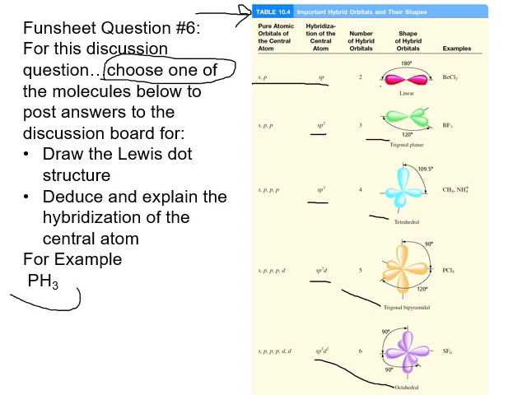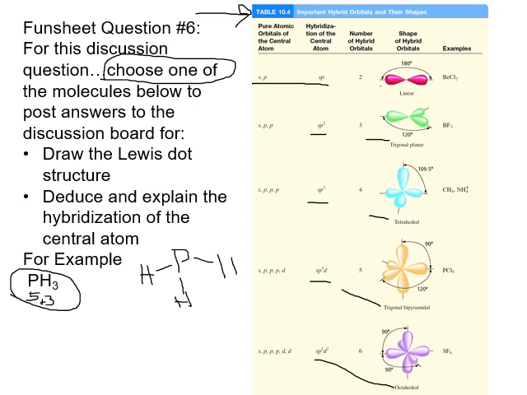So for example, like on your fun sheet here, say I was going to do phosphorus trihydride. To draw the Lewis structure of that, I find that there are 5 valence electrons, and there's 1 for each of the hydrogens, so I add those together, and I get 8. The least electronegative is going to go in the middle, but in this case, hydrogen can never go in the middle, so I would draw phosphorus in the middle, and then I would put my elements around it.